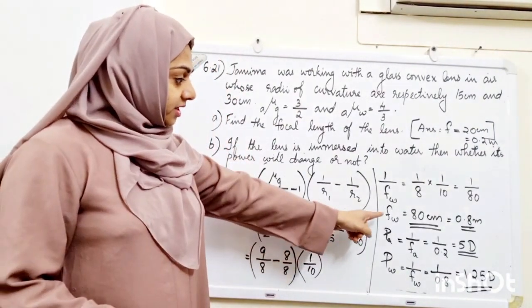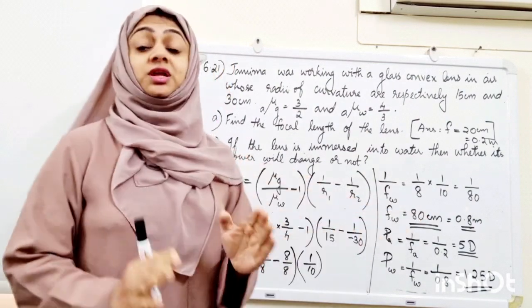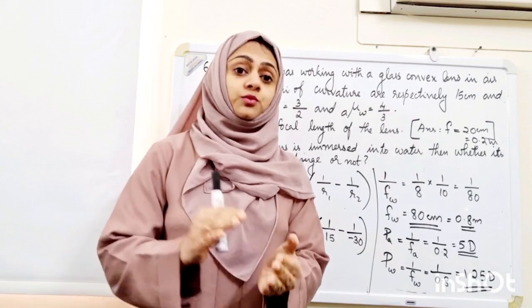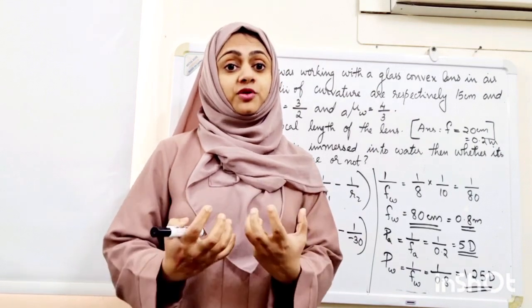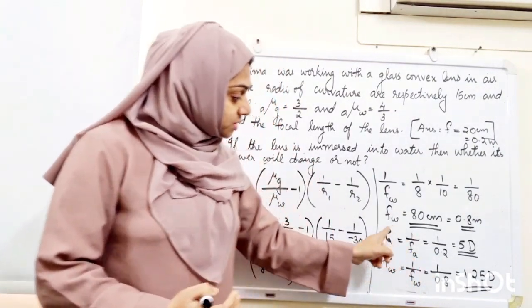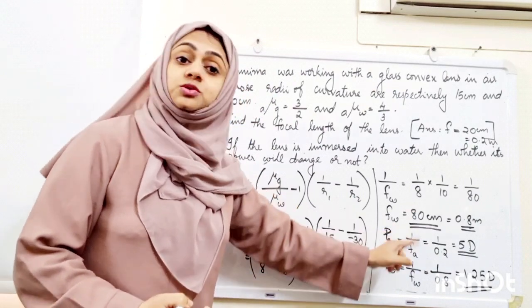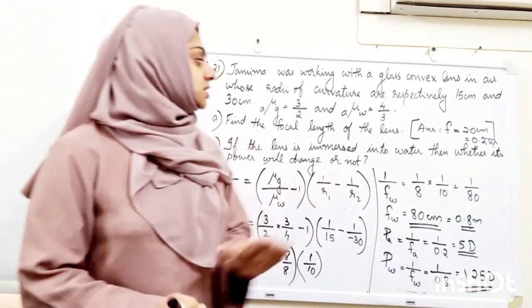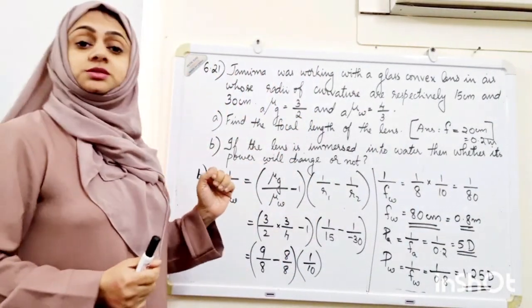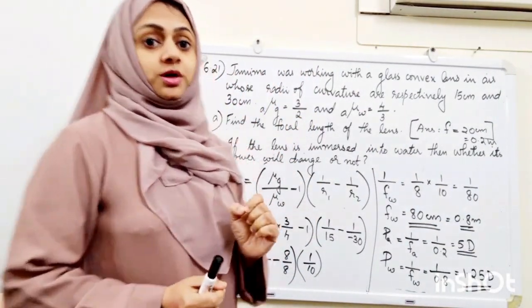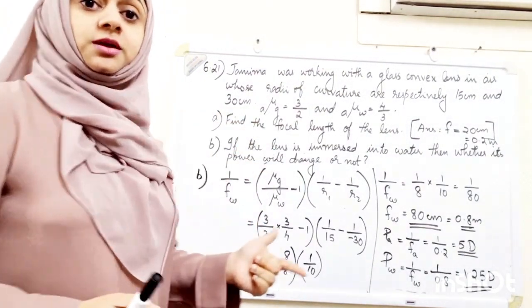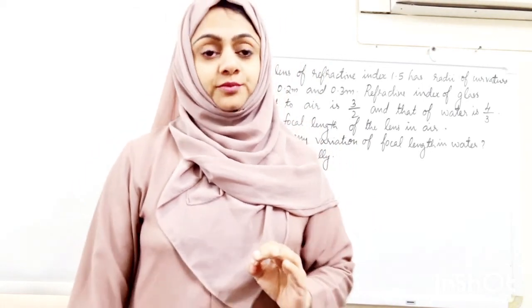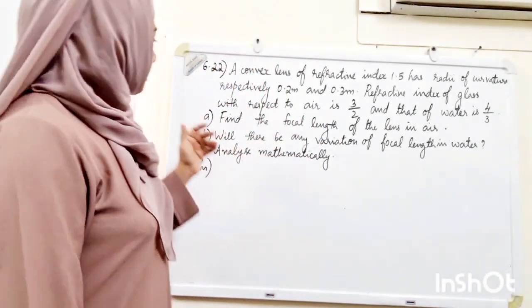So, here we find that the focal length of the lens will increase if we keep the lens in water, while the power of the lens will decrease because the power is related to the reciprocal of the focal length. So, the power will decrease when it is immersed in water. So, I hope that the solution is clear to you. Let's go and see the next question.